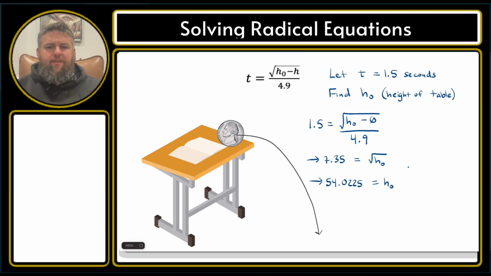I did not specify the units, so let's call these centimeters. So the height of the table is 54.0 centimeters. And if I was to convert this to inches, I would just take 54 divided by 2.54, where h sub 0 would then be 21.3 inches.